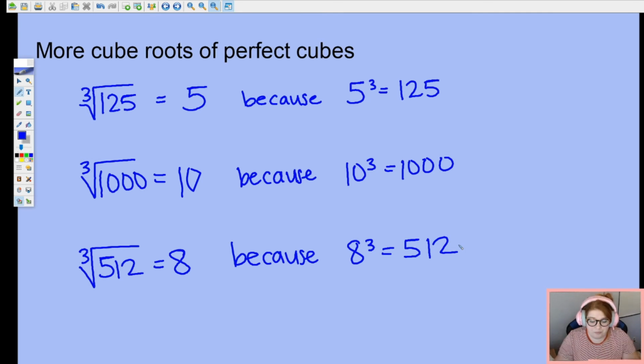However, I don't expect you to have these memorized quite yet. I do want you to start memorizing them, but you won't have them memorized quite yet. So that's why that list is going to come in handy. If not, you can guess and check.